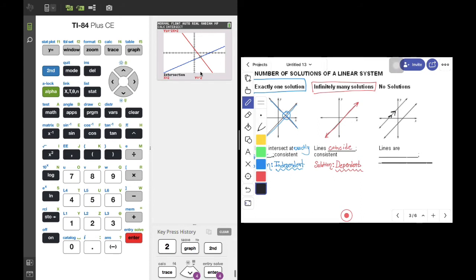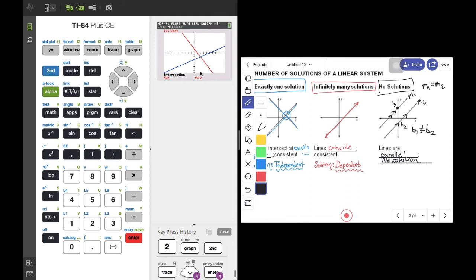lines are parallel. So the lines will have the same slope. In other words, the slope of line 1 will be the same as the slope of line 2, but the two equations will have different y-intercepts. So y-intercept 1 and y-intercept 2 cannot be the same. These lines are parallel. And because parallel lines never intersect, we get no solution. And therefore, we can't actually classify the solution. So we get no solution out of this one.